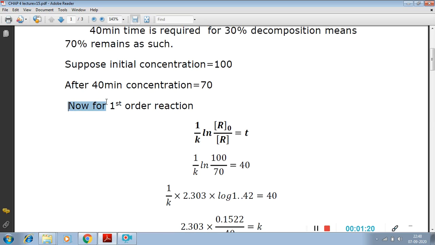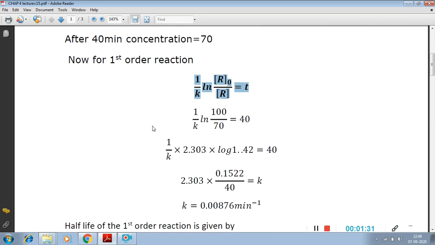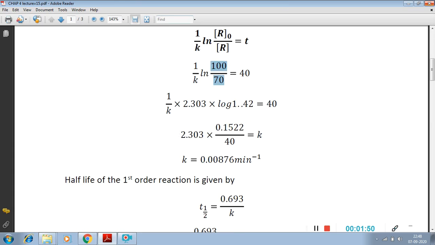Now for first order reaction, the differential rate equation is here: 1 by K into ln R0 by R is equal to T. Now we have time T here, 40 minutes. So I have put that value in here. R0 means initial concentration that we have taken 100, and R that is 70, into 1 by K. Now convert ln into log, so multiply it by 2.303. 1 by K that is as such.